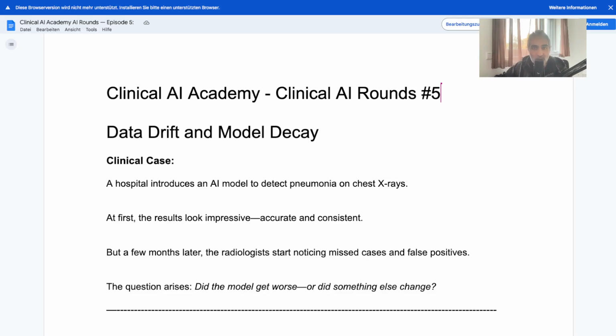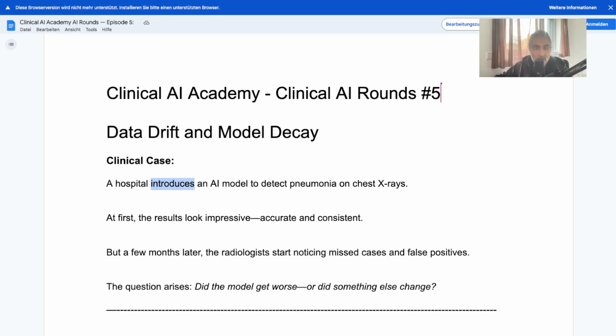And today we're discussing data drift and model decay. So let's start with the clinical case as usual. Let's say you work in a hospital and it introduces an AI model to detect pneumonia on chest x-rays.